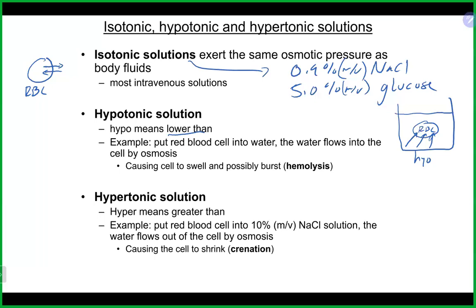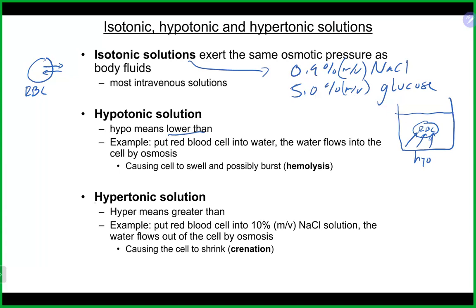And again, that's because in this case, we have a difference in the osmotic pressure. The cell itself has more osmotic pressure than the water or the hypotonic solution that you've got in there. So we're going to get that osmosis flow into it, and it's going to swell and burst.